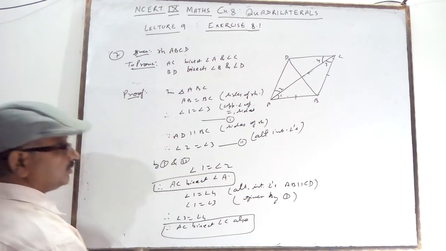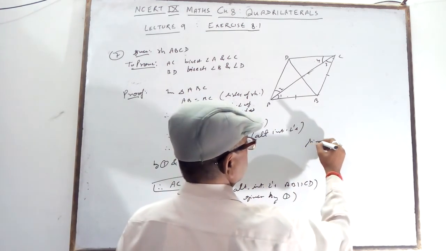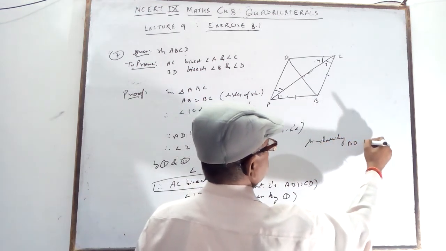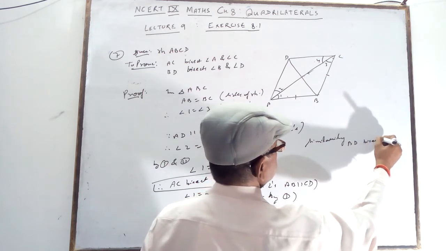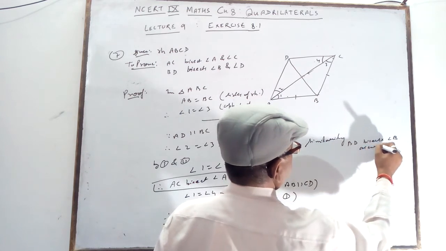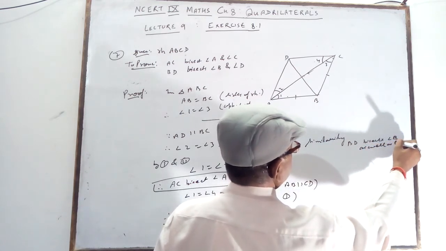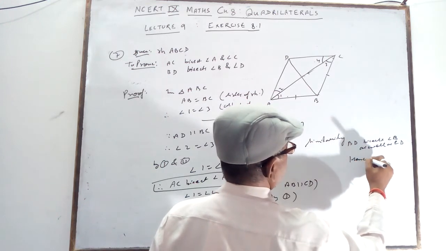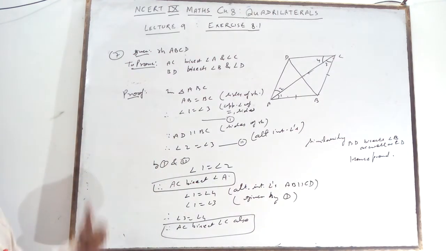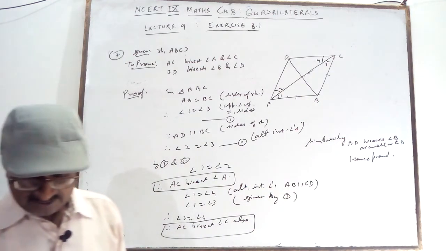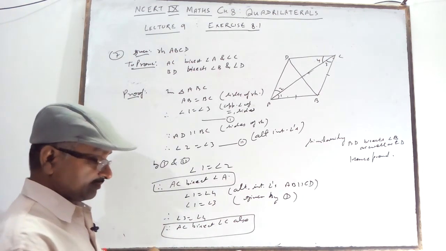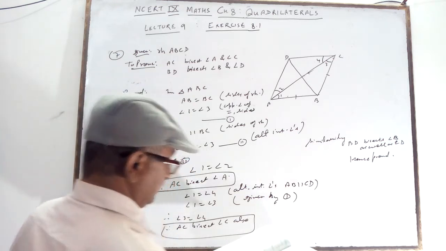Similarly, you write down similarly, no need to prove. Similarly, BD bisects angle B as well as angle D. Hence proved. Very simply you are getting it. Question number 6 is over. Next, question number 7. 7 is over.